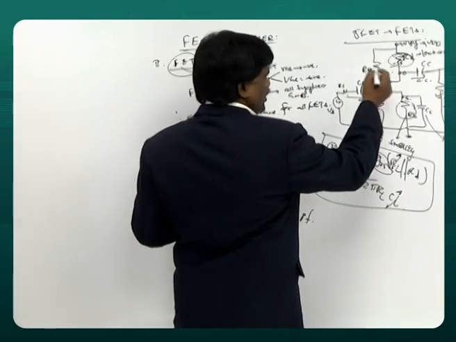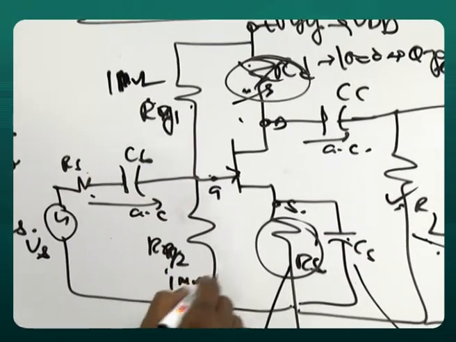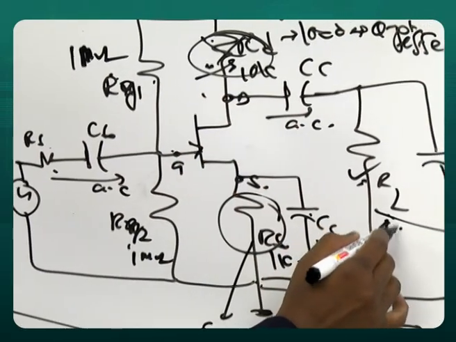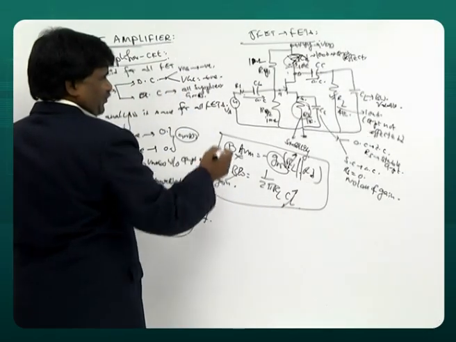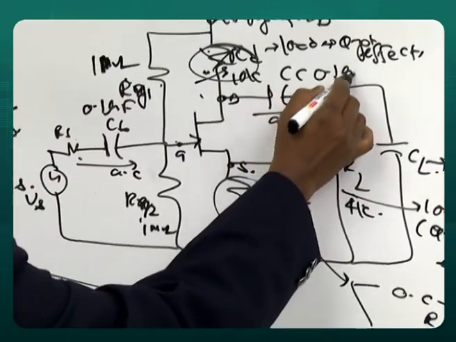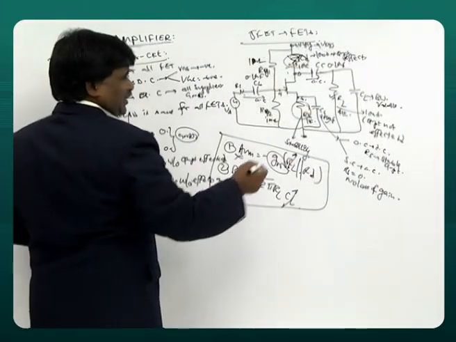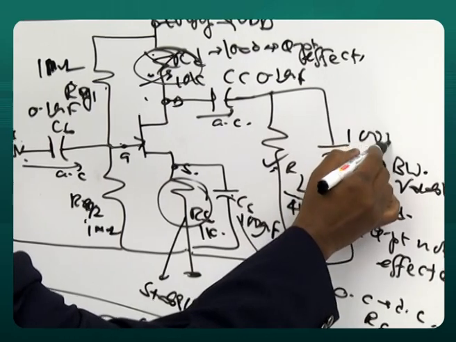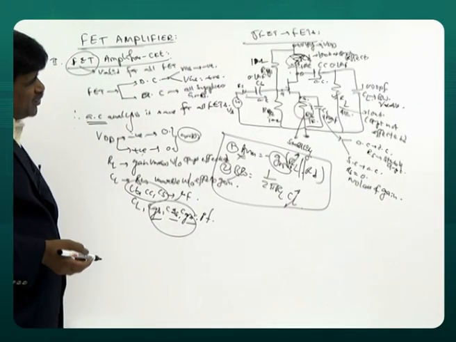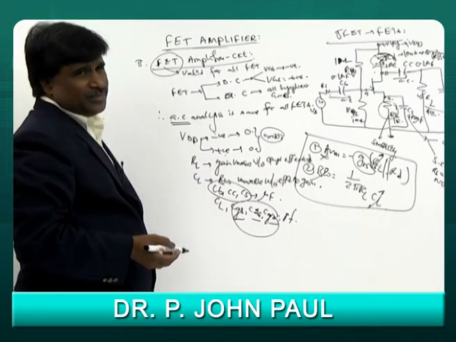Actually, I'll give you some values here. This is 1 mega ohm, 1 kilo, 10 kilo, 4 kilo. This is 0.1 micro, 0.1 micro, 100 micro. And this one is 1000 picofarads. I'm just giving the values so that you will understand why I said it is micro and why I said it is pico.